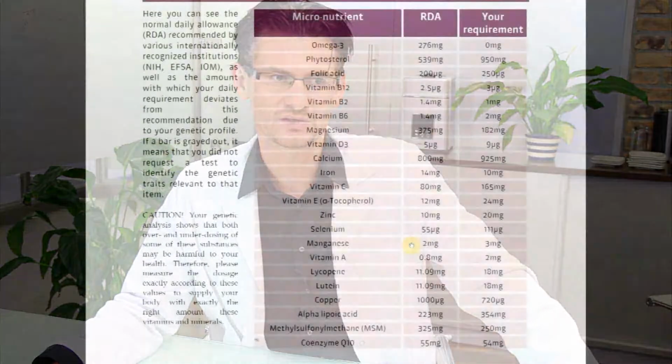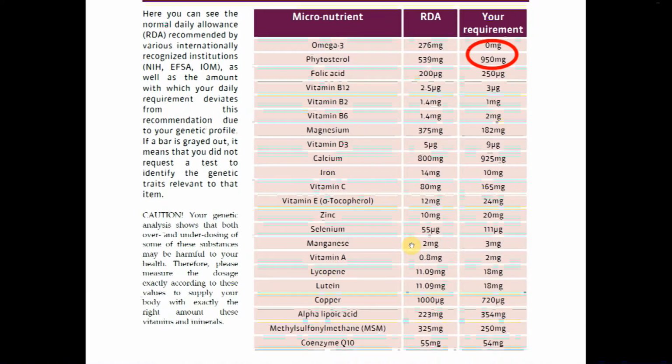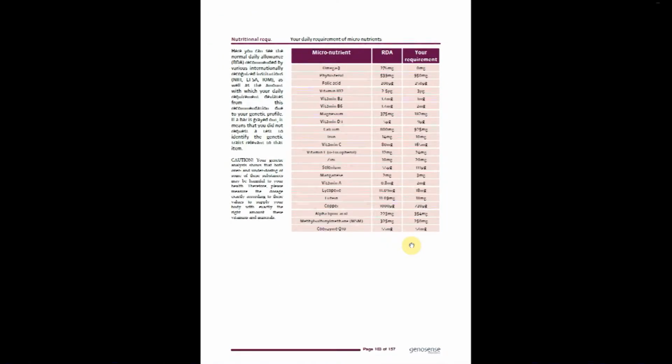So here you see omega-3 fatty acids. We would actually, in this case, not recommend them because they have a negative effect in some respects. And we would recommend phytosterols instead, and so on. So you will find your requirement actually will differ from the standard requirement. And the best way to cover your requirement is to optimize your nutrition. So getting micronutrients from nutrition is always the best approach.